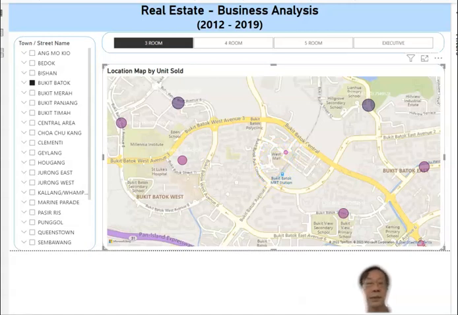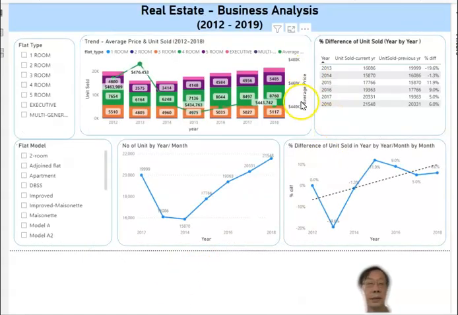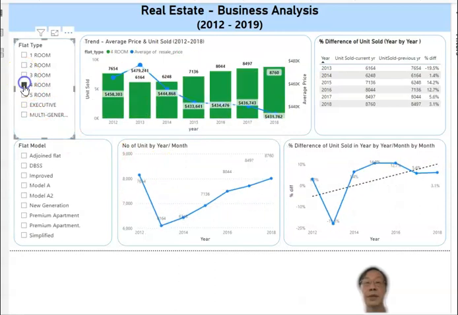The next one is the trend. It shows the trend between 2012 and 2019 on the average price and the units sold. This chart shows the percentage difference year by year, and I have summed up the previous year to get the percentage difference. You can check.